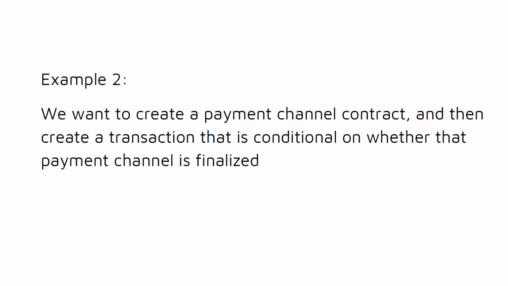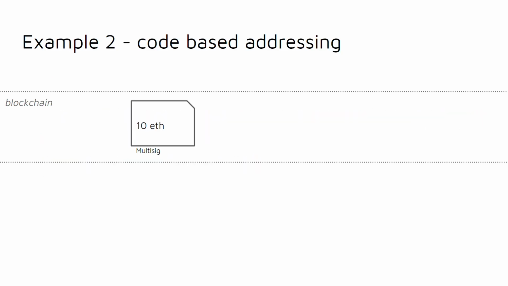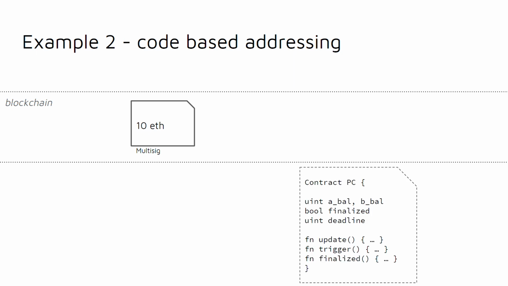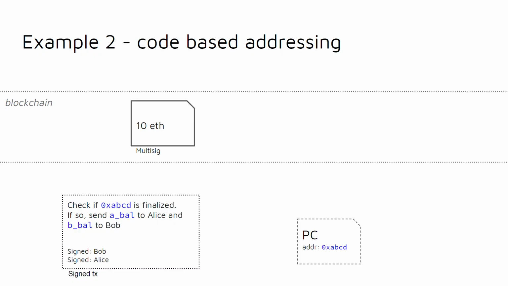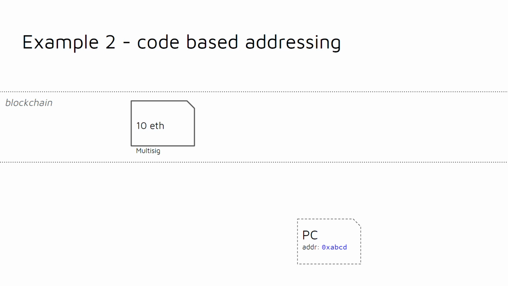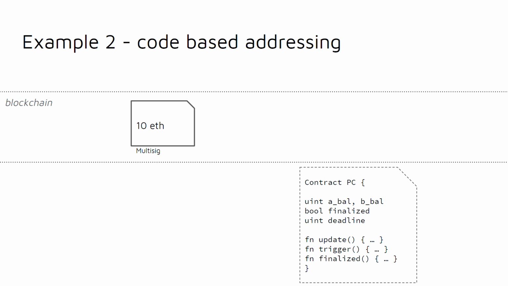Another example, more practically speaking, is a payment channel. This is a payment channel that has to be in a finalized state before a payment is actually executed. You generate the contract, which is your regular state channel contract. You have a timeout, the balances of each person, and a notion of whether it's finalized or not. Generate that code, same idea. Generate a signed transaction to it, but in this case there's a condition: you check if this contract is finalized, which is a function call on that contract.